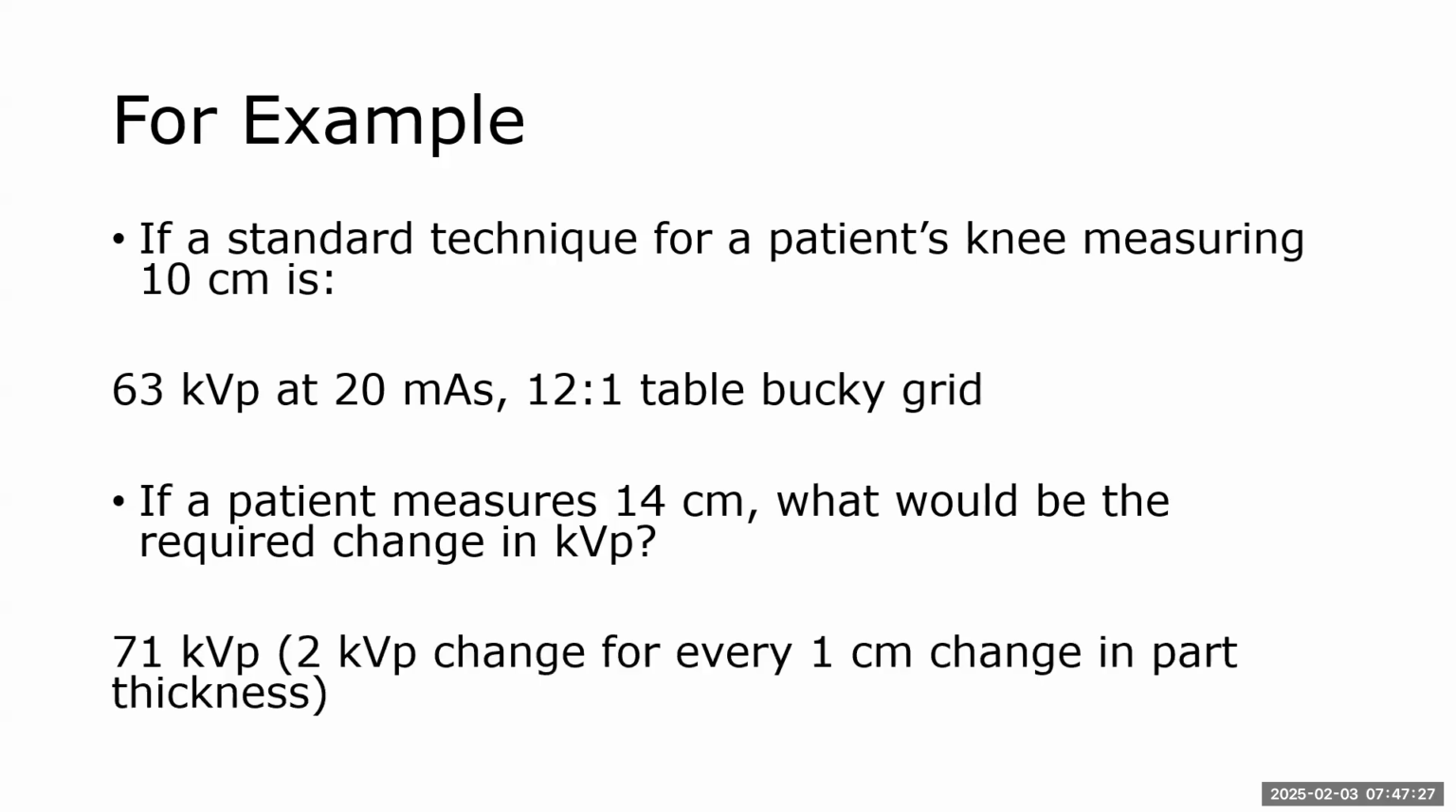It would be 71 because the change in part thickness is what? 4 centimeters. We're going from 10 centimeters to 14 centimeters. So that's 4. 4 times 2 is 8. 63 plus 8 is 71. So that's how you would adjust, and the mAs would stay the same. That's with the variable kVp fixed mAs type of chart.